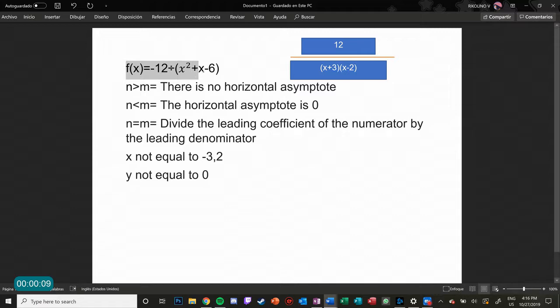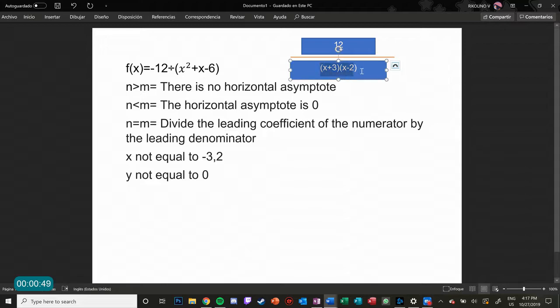In the second problem, we're asked to graph the equation f of x is equal to negative 12 over x squared plus x minus 6. If we want to graph it, we have to get the horizontal asymptote. We have to see if the numerator is bigger or smaller than the denominator. In this case, the numerator is smaller, so we follow the rule for the numerator being smaller than the denominator. The horizontal asymptote is equal to 0.